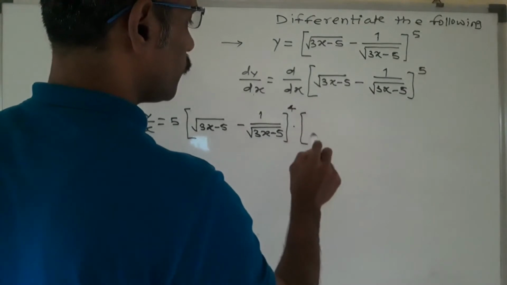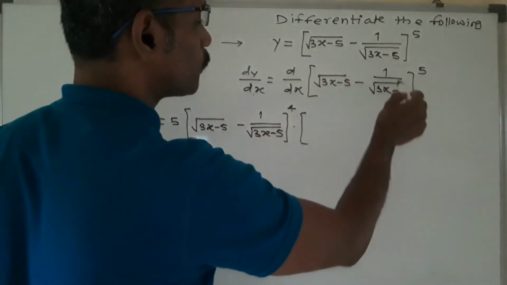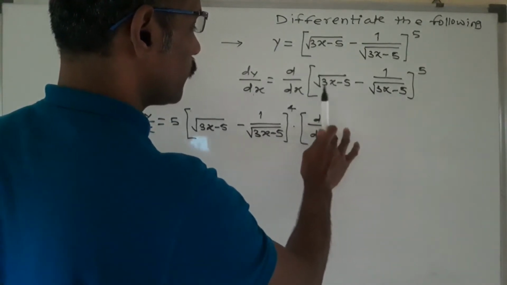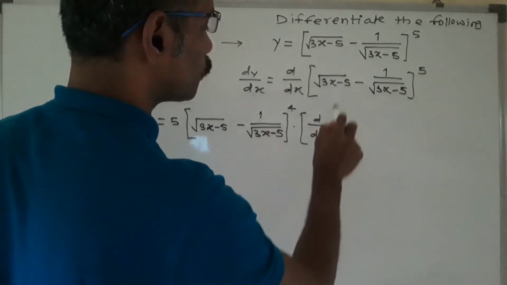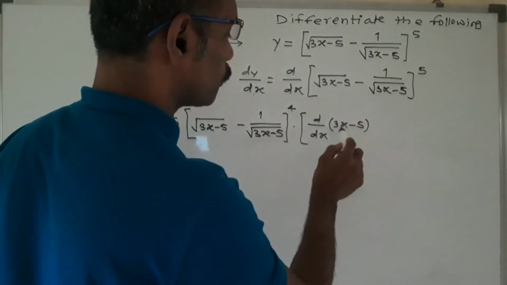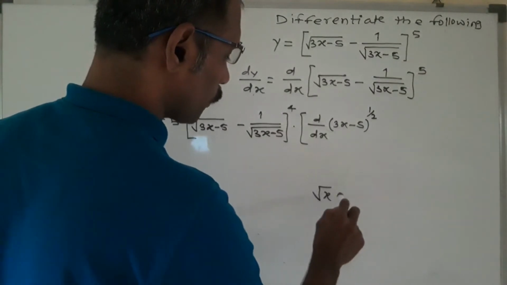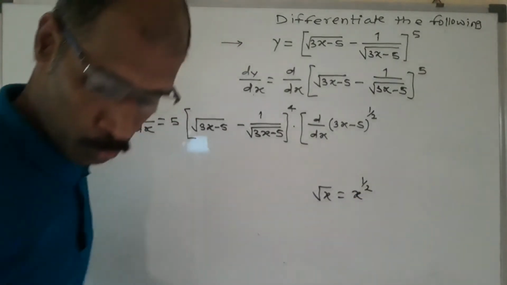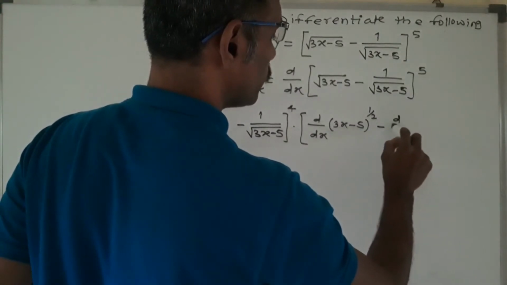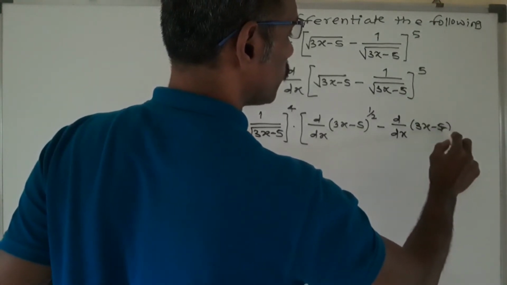Now we differentiate this bracket completely, then after that there is a need to differentiate the inside terms, therefore we write: differentiate inside terms with respect to x, therefore d upon dx of square root of 3x minus 5. We write it this way also, (3x minus 5) raised to 1 upon 2, since square root of x means x raised to 1 upon 2. This way we write. Therefore, I have directly written here. Then, in the same way, minus d upon dx, and we differentiate this also in the same way, minus 5, 3x minus 5.